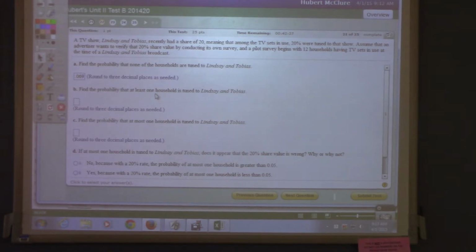At least 1. So that means 1 or more. So I'm going to take 0.069 away from 1, and that's going to give me 0.931. Somebody help me out.